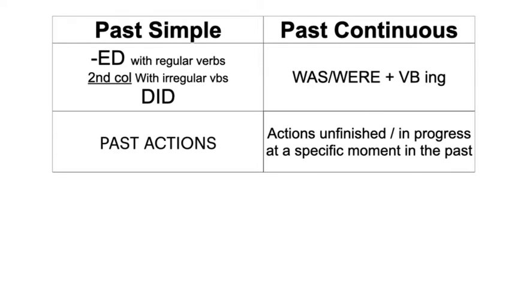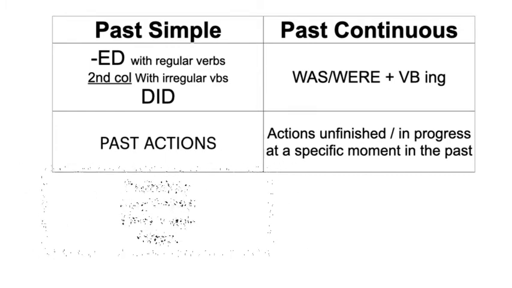In that second instance, I'm referring to a moment in the past where the action of studying was in progress, it was unfinished. Does it mean that that action continues or has some relation with the present? No. That is a past action, which means that it no longer has any connection with the present. It has started and finished. But when I'm using a past continuous, I am referring to a specific time in the past where that action was not finished, was happening.